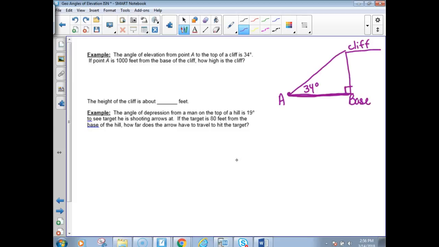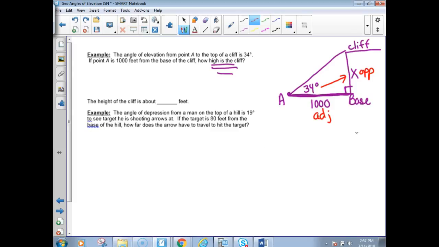The base of anything is at its bottom, okay? The bottom on the ground. So it says point A is 1,000 feet from the base of the cliff. Our 1,000 must go here. And then it says how high is the cliff. That's going to be X right there, on how high it is. We don't need that hypotenuse. All right, so we're going to set this up now by realizing that opposite our 34 is our X, and adjacent to it is a leg that's 1,000.